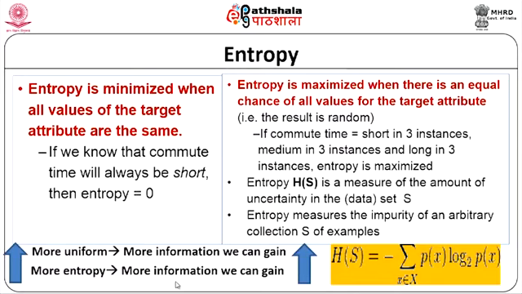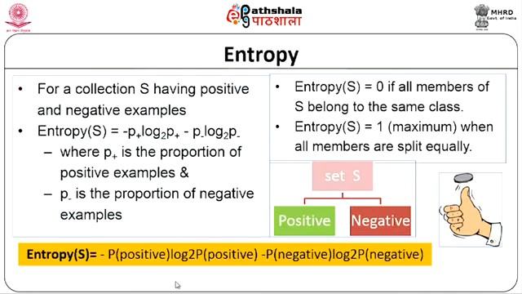Entropy H of S is a measure of the amount of uncertainty in the set S. So, if you have only one value, there is no uncertainty, so the entropy value is 0. Entropy measures the impurity of an arbitrary collection, so entropy will be maximum when impurity is the maximum. H of S is defined as the sum over all values of x of minus p of x log of p of x. That means the more uniform, the more information we can gain. So, that is the idea.